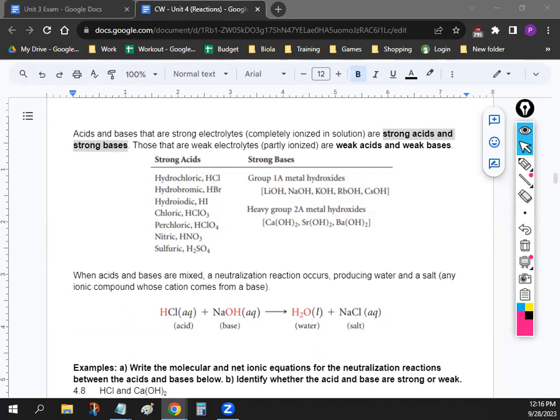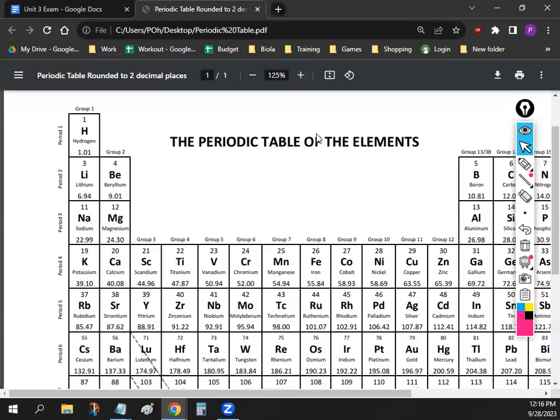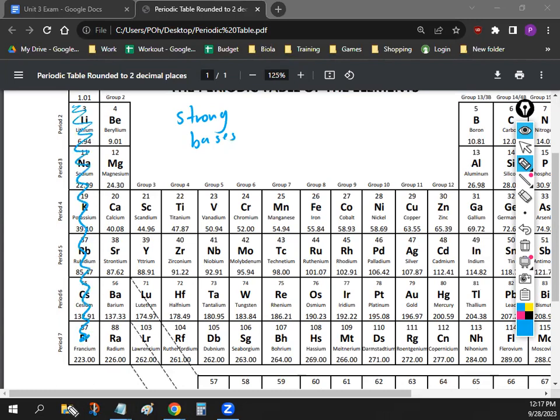All right. You ready for the little trick to memorize these things? Okay. Let's take a look at the periodic table, and then I'll show you my trick. We're going to start with the bases, the strong bases. I'm going to do that in blue. The strong bases are very simple. First column, second column, but we start at calcium. These are strong bases.